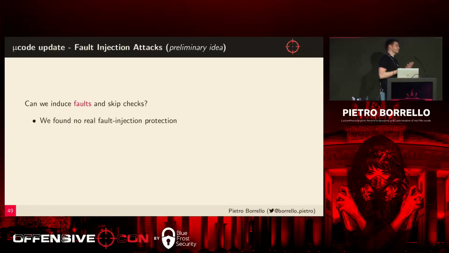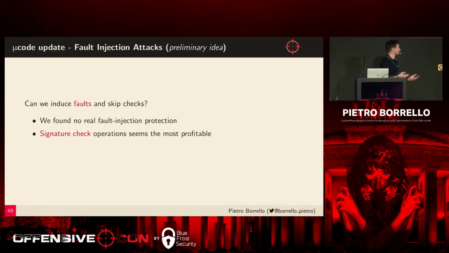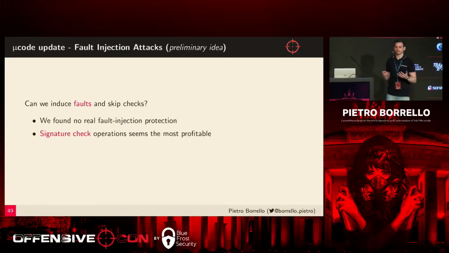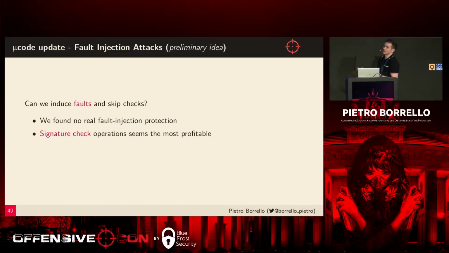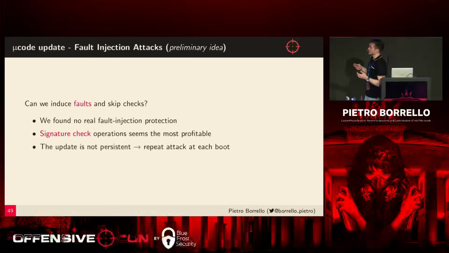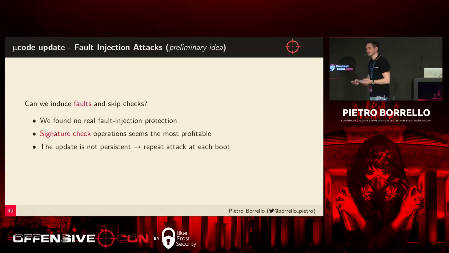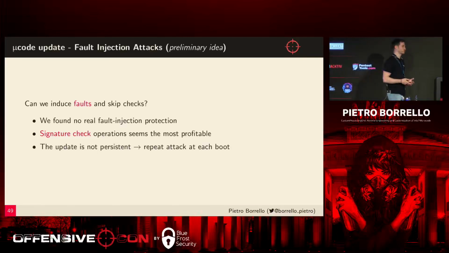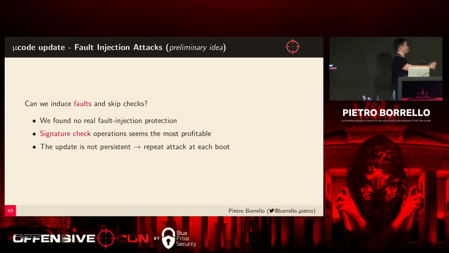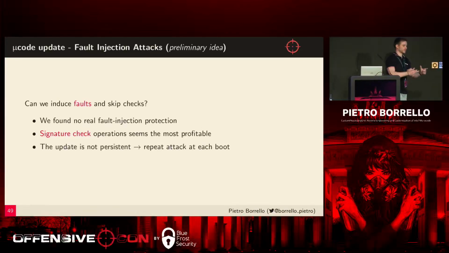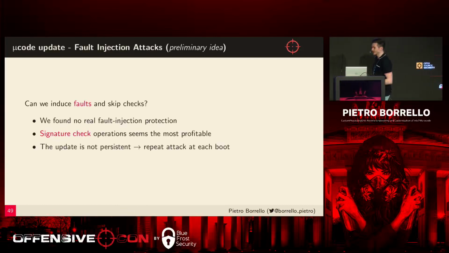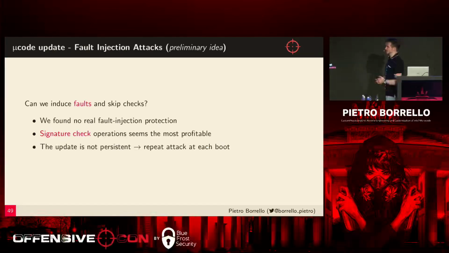So you could make a fault injection attack that lets you skip the signature operation checks, since they would be the most profitable ones. However, the microcode update is not persistent. So this would be a kind of attack where you need basically your CPU always being under a laser to do that same attack every time you boot the CPU, which is not the best thing for usability, but it would be very interesting to explore this direction more.